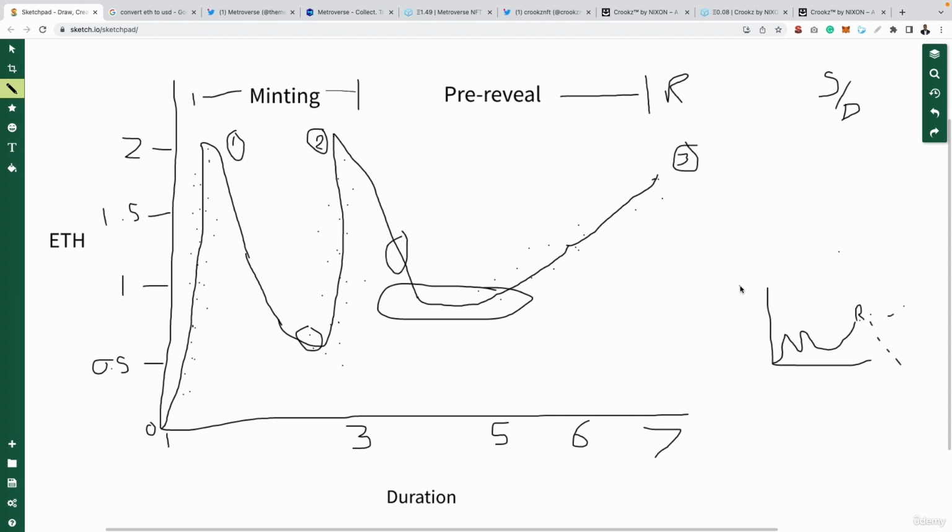If you know what phase that project is in and you don't manage to get a whitelist spot, then you can still trade it on the secondary market, which of course is going to be OpenSea.